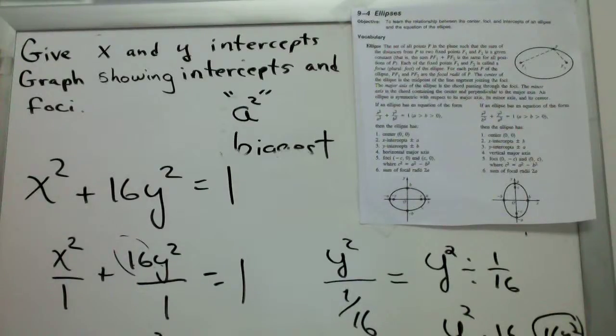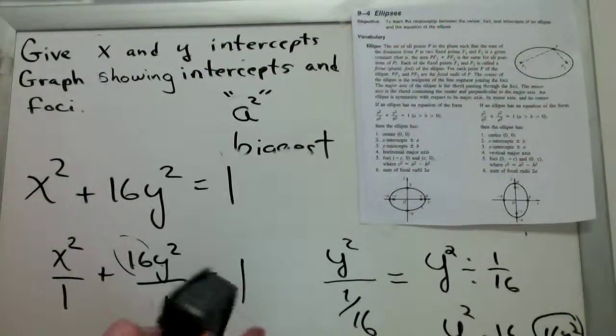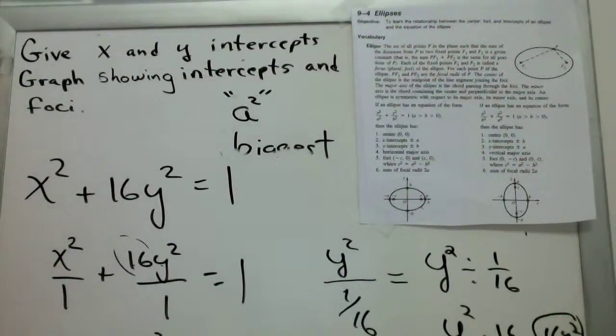Because now I have my a squared and my b squared. This one's kind of a bizarre graph because on the x-axis I count over 1, but on the y-axis I count up 1/16. So you might want to expand how you name the coordinates on the graph. But all the other stuff works out the same, so good luck on the homework.